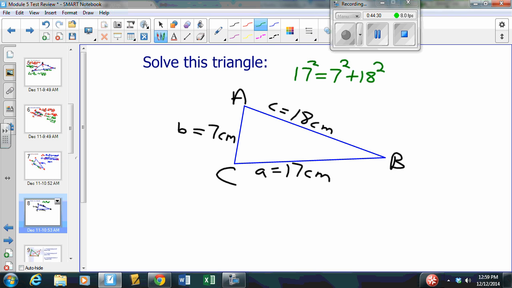Minus what? Minus what? Times the cosine of what? The cosine of A, because that's the one that's opposite of 17, right?